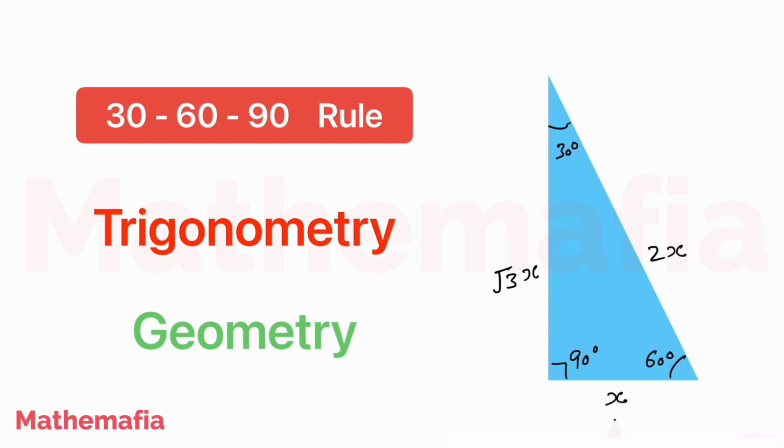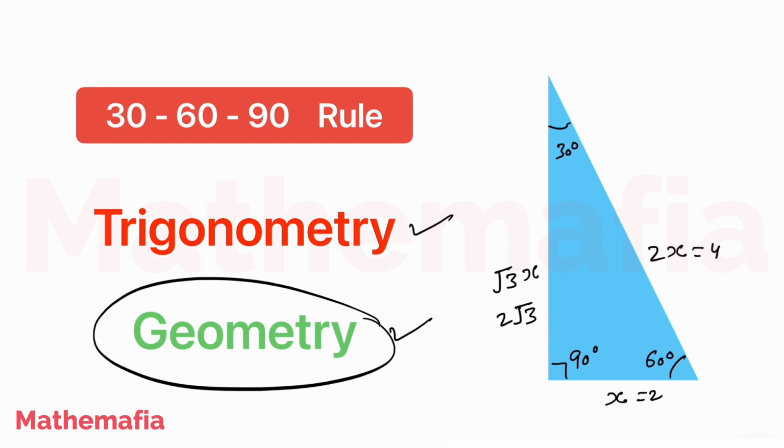So it means if x is 2, then this side will be 4 and this side will be 2 root 3. Now we can prove this using trigonometry and geometry. So let us first prove it using geometry.